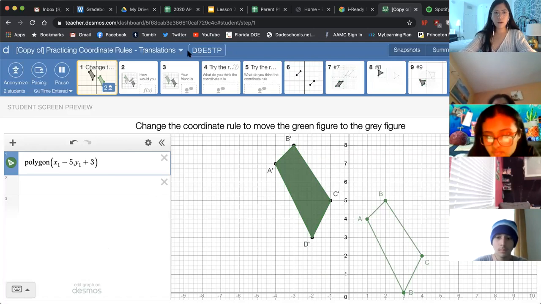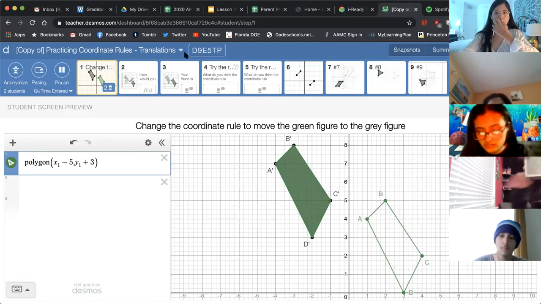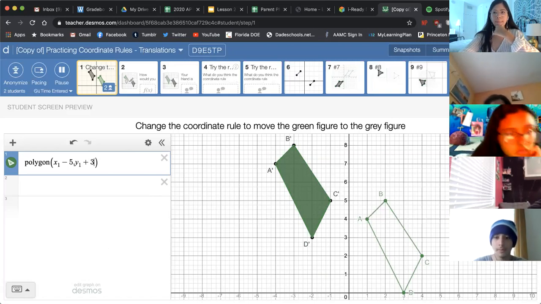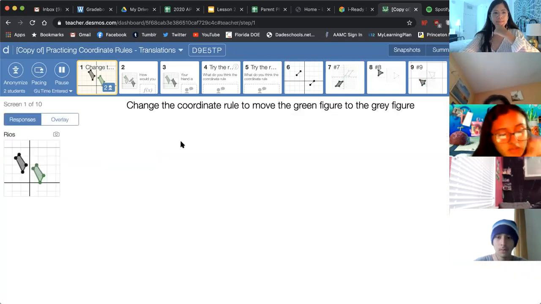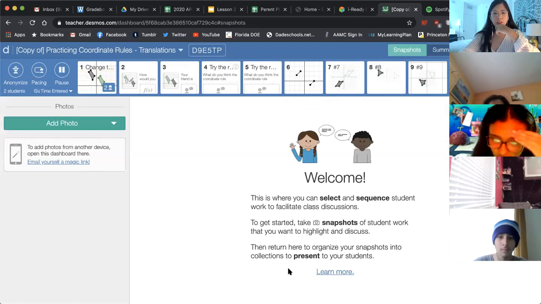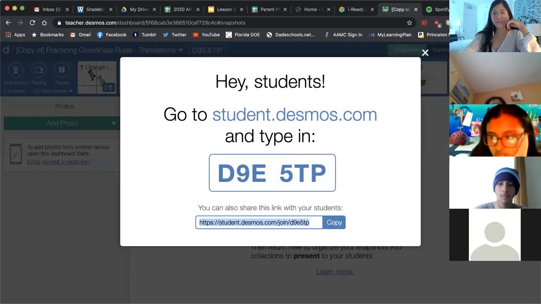The code is actually at the top. You can see it at the top. D9E5TP. Miss, what's the thing again? The URL, I think. Let me go back to it. You can continue without signing in. You should not need to sign in.